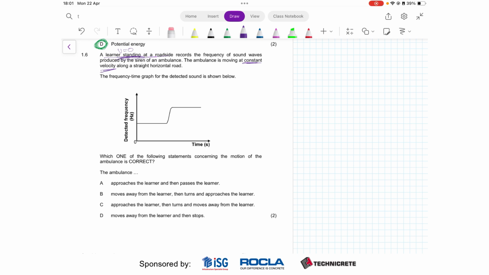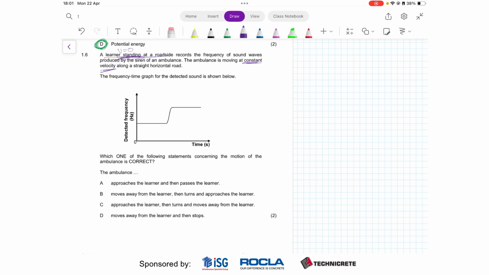Okay? Thus, the frequency time graph of the detected sound is shown below. Which one of the following statements concerning the motion of the ambulance is correct? The ambulance is approaching the learner and passing the learner. Does the ambulance move away from the learner, then turn and then approach the learner? Does the ambulance approach the learner, turn and then move away from the learner? Or does the ambulance move away from the learner and then stop?